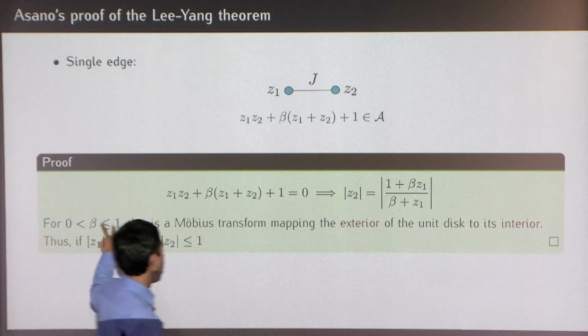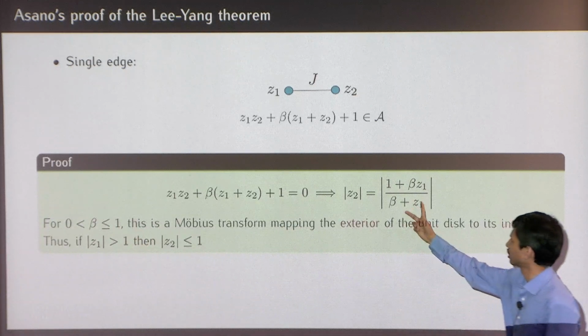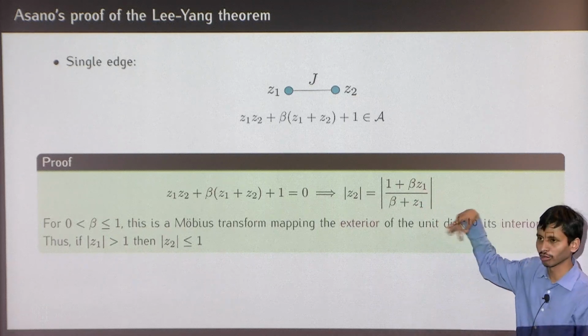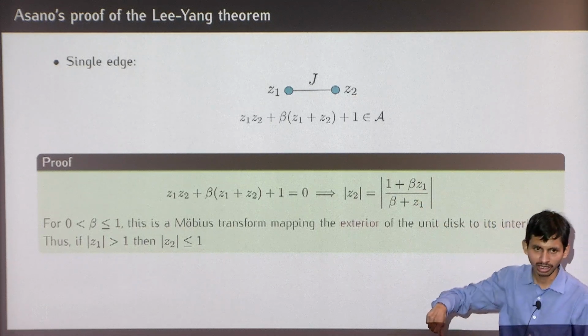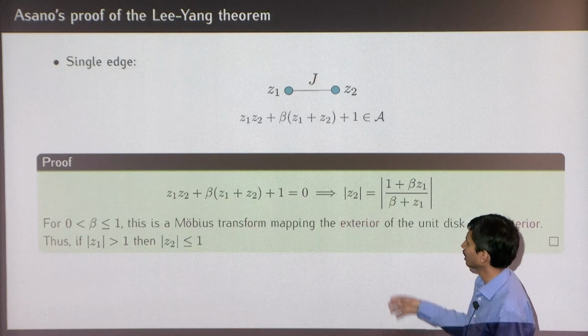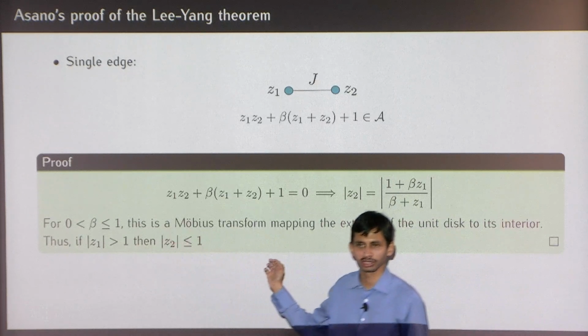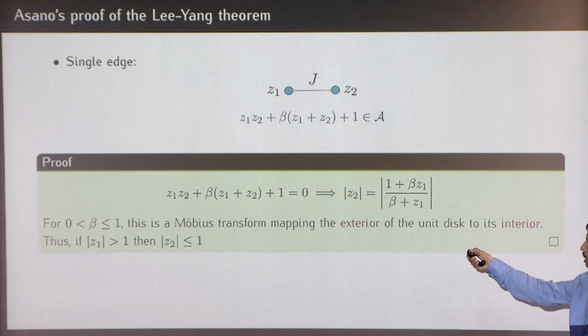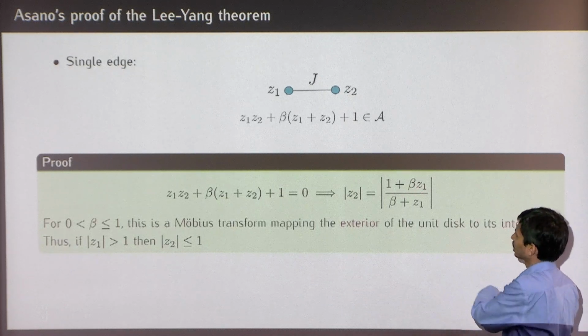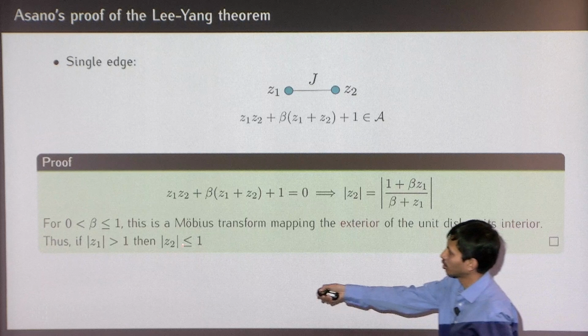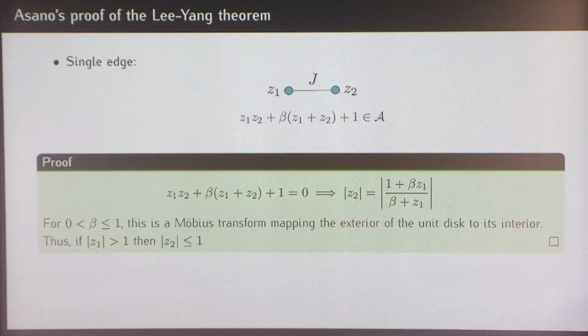So when beta is between 0 and 1, so in the ferromagnetic setting, this transform takes the exterior to the interior. So if z1 was outside the unit disk, it takes that to the interior. And therefore, it cannot be the case that both of them are lying outside the unit disk. If z1 was outside the unit disk, then because this transform is taking the exterior to the interior, z2 would have to lie on or inside the unit disk.